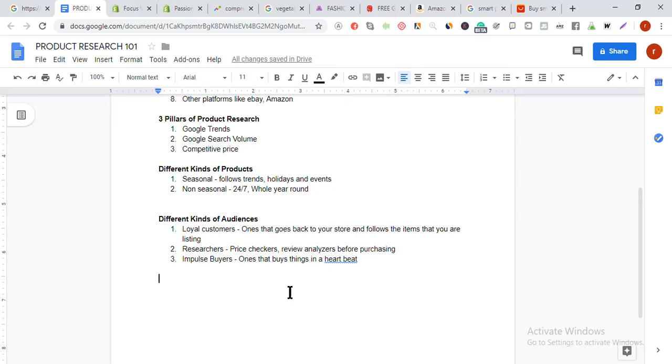There are also impulse buyers, which we always like to have. These are the buyers that put just about anything and everything on their cart, and then they push it and check out in a heartbeat. Hooray for that. If we have at least 5 impulse buyers in one day, oh my God, everybody's happy. So I think we already tackled everything that we need to know about product research.